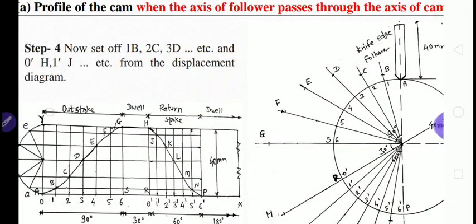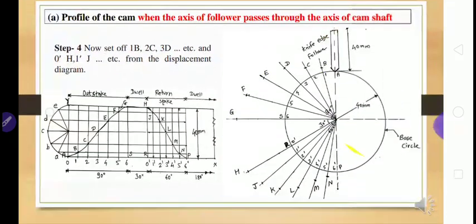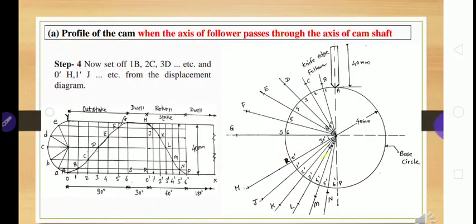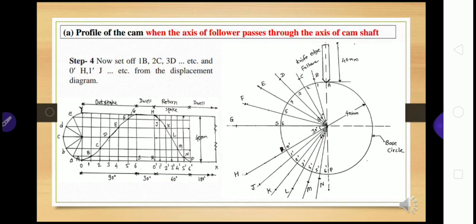Similarly, for all distances during outstroke and during return stroke, take them into the compass and mark on each of the vertical lines, and you will get the points A, B, C, D, E, F, G, H, J, K, L, M, N and P. These points you have got from the displacement diagram, remember.